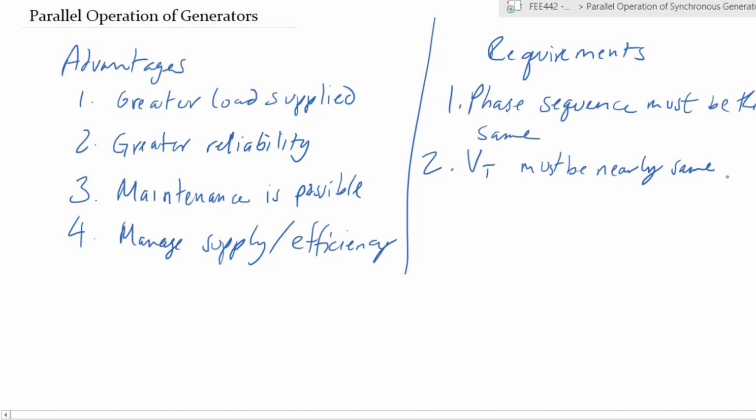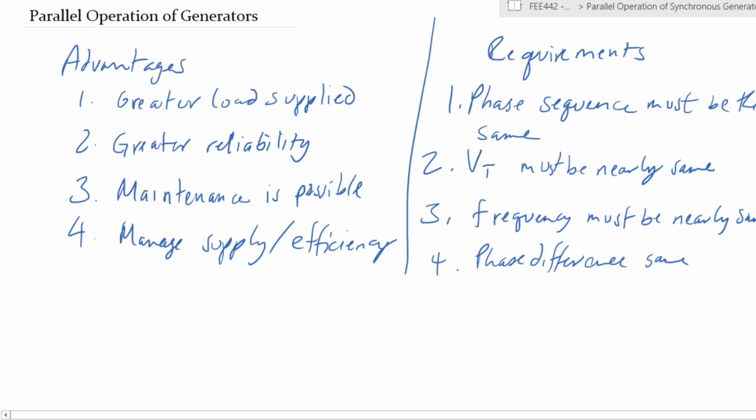Secondly, terminal voltage must be nearly the same. So if the system voltage is 11 kV, your generator should be operating at close to that. This will allow it to match up with the system when it actually joins. And number 3, the frequency must also be nearly the same. And number 4, there must be no phase difference. So the phase between them, that is the power angle or power factor, should be the same as the system that you wish to connect to.